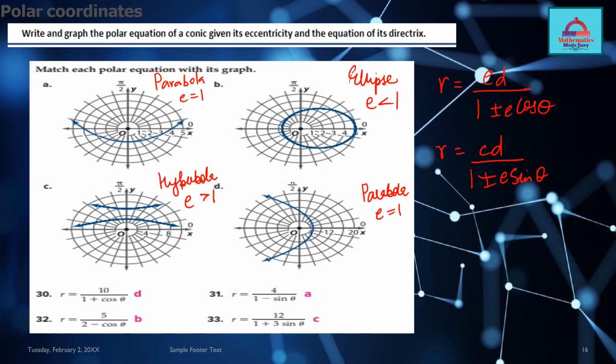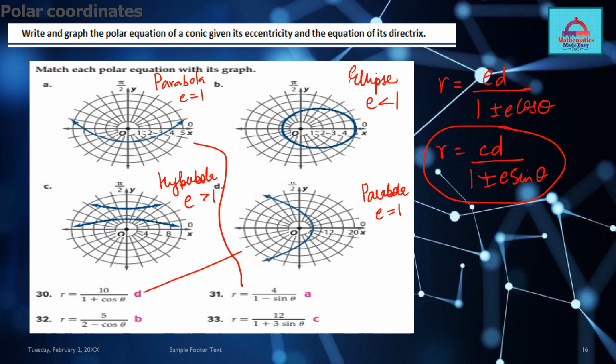Now let's compare the equations. If you see this one, it is cos theta, eccentricity is 1. So therefore, definitely it is going to be a parabola. So therefore, you match this with this equation. Okay, next is question 31. This also has eccentricity. If you compare with this equation, the value of eccentricity is 1. So you're going to match it with this one. Then here the eccentricity can be calculated.